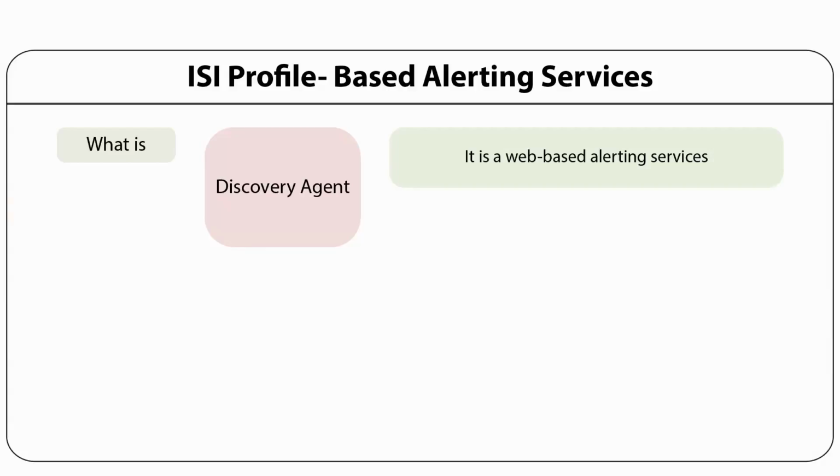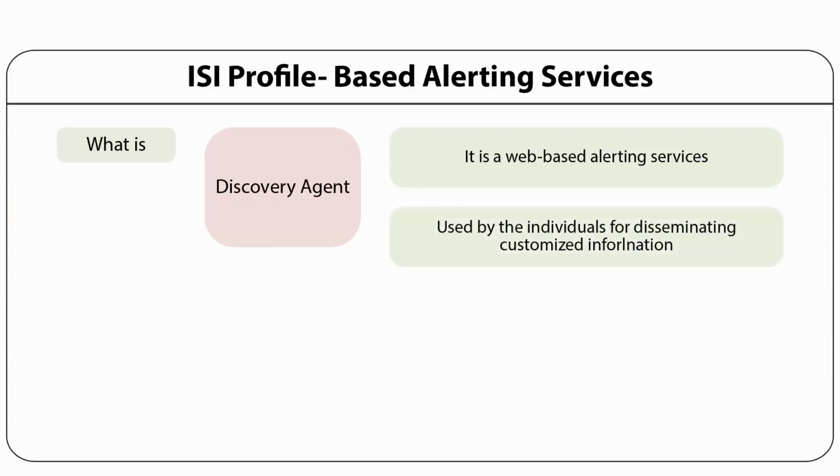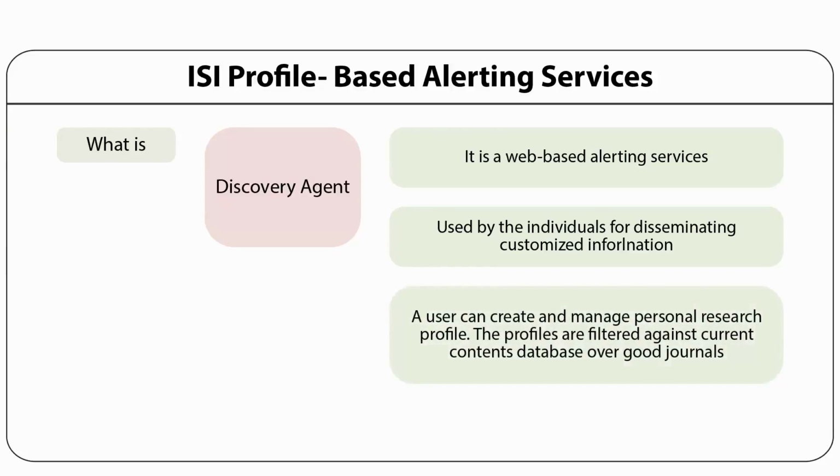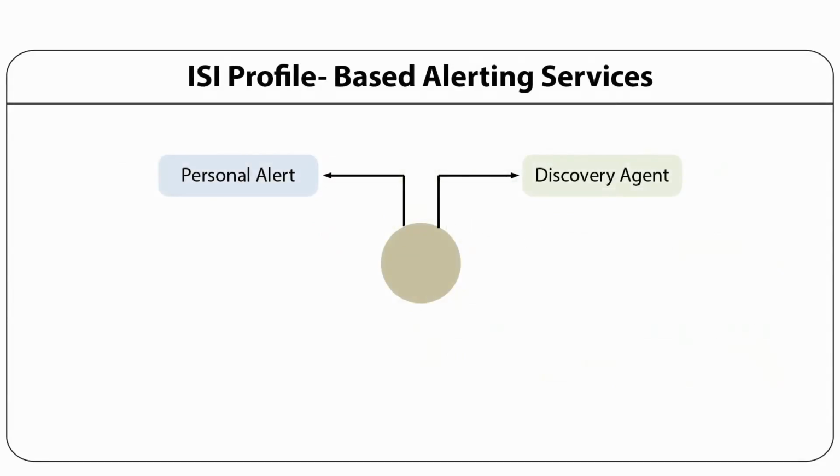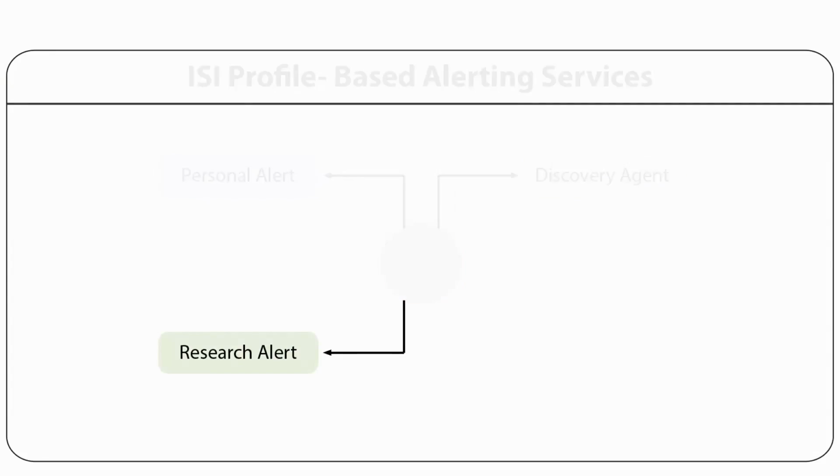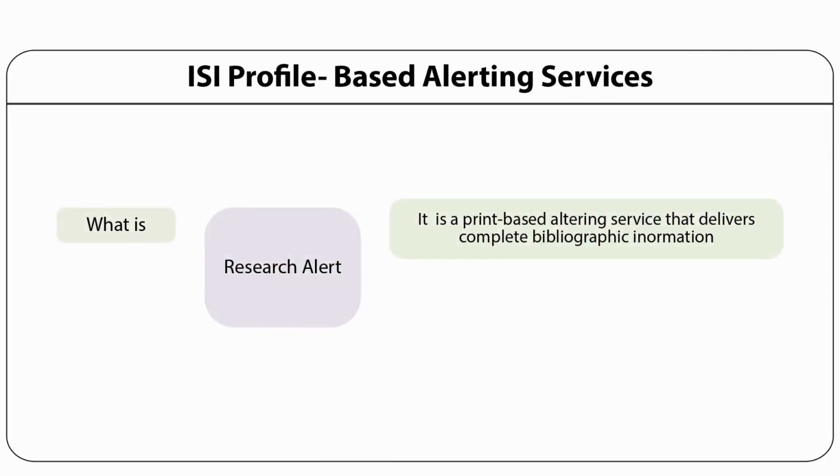Then discovery agent, and it is a web-based alerting service and can be used by individuals for disseminating customized information. A user can create and manage a personal research profile. The profiles are filtered against current contents database over good journals.